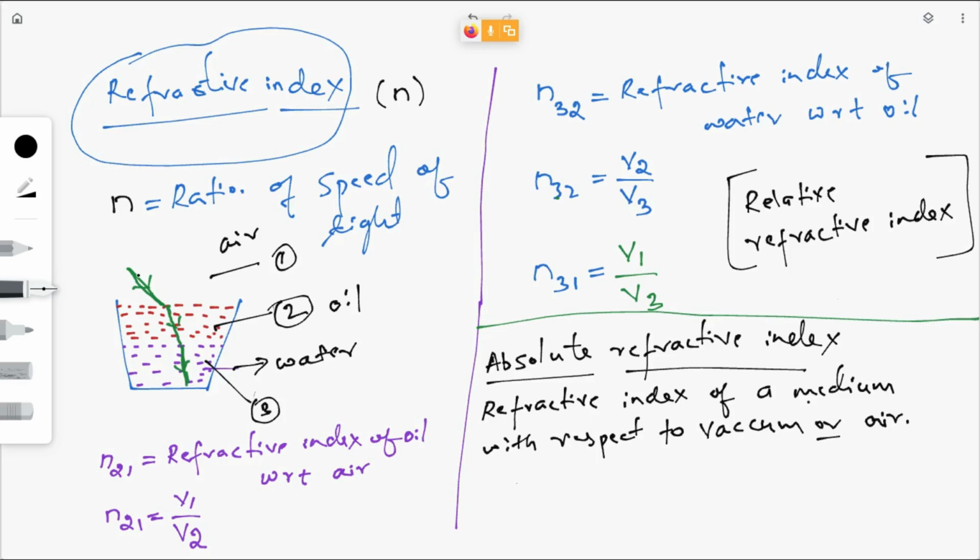So few of you might be saying, sir, it is very difficult to understand this relative refractive index. Okay, and with that you bought this absolute refractive index.